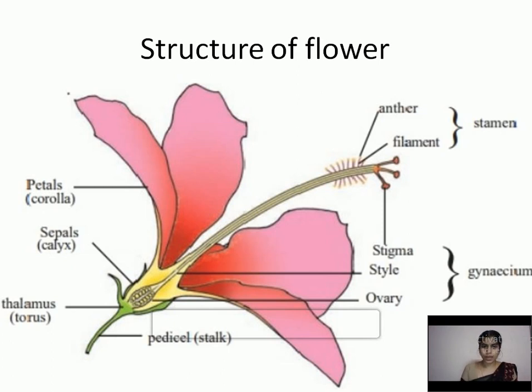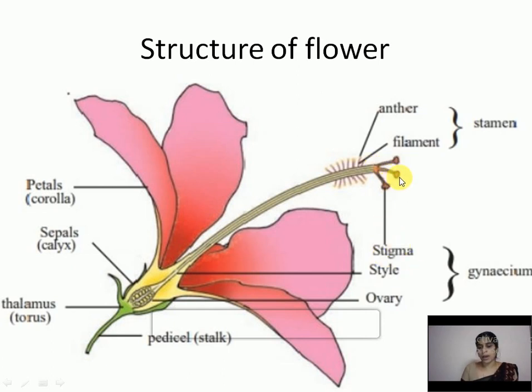Next is the third whorl, the style, ovary and stigma. These are the female reproductive parts of the flower. This is called the pistil or carpel, and stigma, style and ovary all together are called gynoecium. So what is the function of this gynoecium?